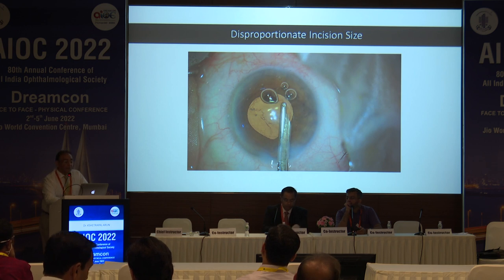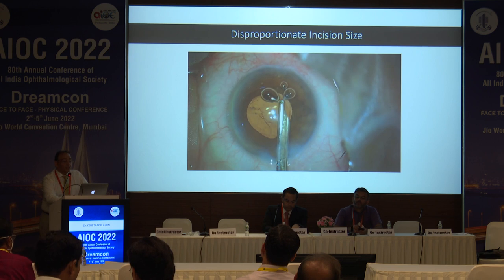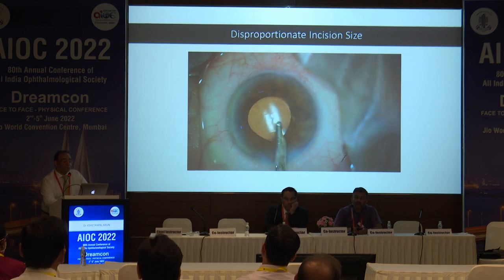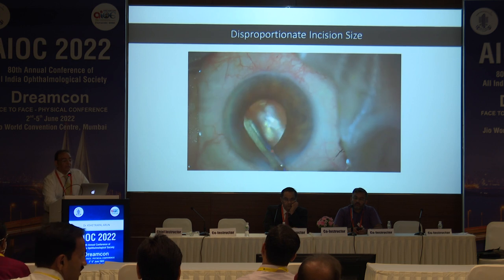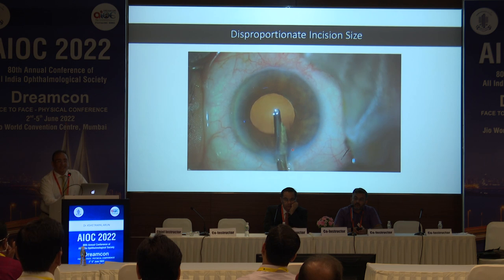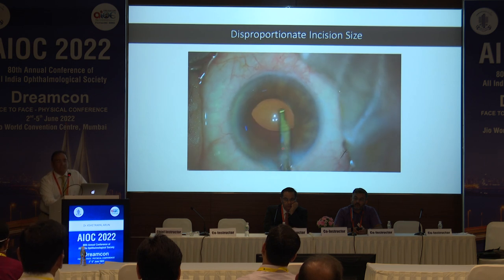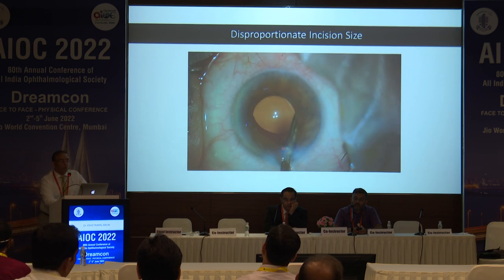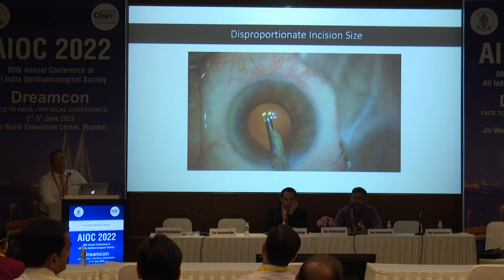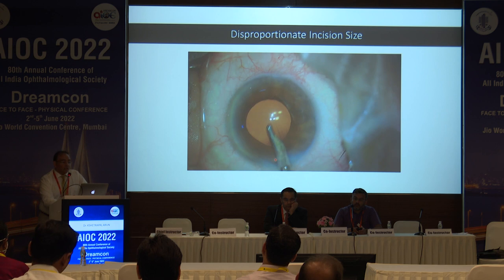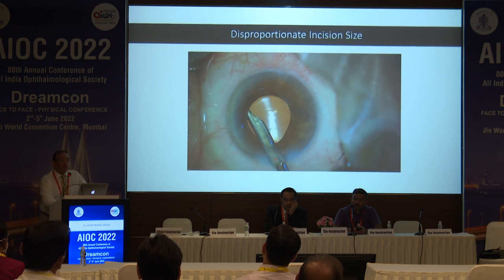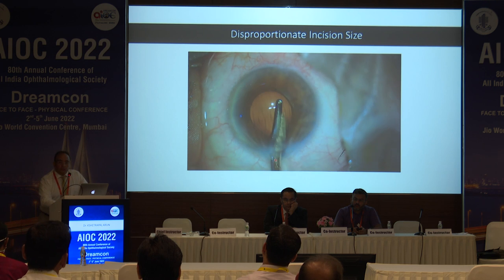Now if you have a disproportionate size of incision, this will lead to, as you can appreciate, an iris prolapse. I'm doing my IA through the main port incision. The main port incision is 2.2, but there's a slight iris prolapse because this is an oversized incision. So if you are having an iris prolapse while doing IA, switch over to bimanual IA.